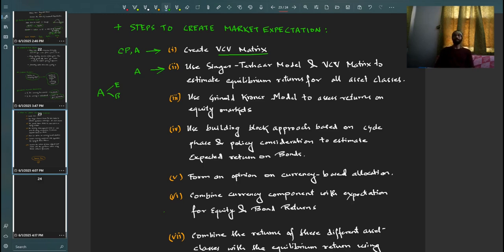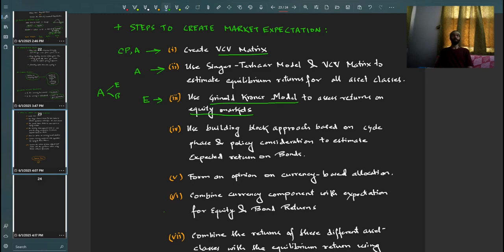So the third step is use the Grinold-Kroner model to assess returns on equity markets. Third step is we talk about equity and we try to create an estimate for equity returns based on the Grinold-Kroner model, right? We know what this includes. This includes the nominal GDP, the dividend yield, the price to earnings ratio, the share purchase. All these things are included in the Grinold-Kroner model. So all these things we use here, right?